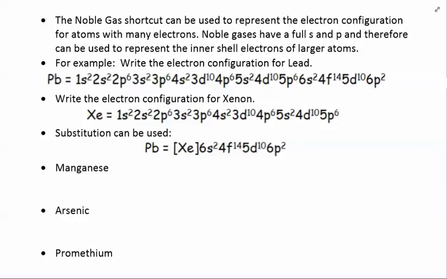So what you end up doing is you go to the period above. So lead is in the 6th period. It is Pb. So you would go to the 5th period and go to the noble gas. The noble gas in this case would be xenon. So I actually wrote out xenon for you, the electron configuration. So if you look at lead from the beginning to 5p6, it's identical to xenon. So what you can do is write it in brackets and then write the remaining part, making it lead.